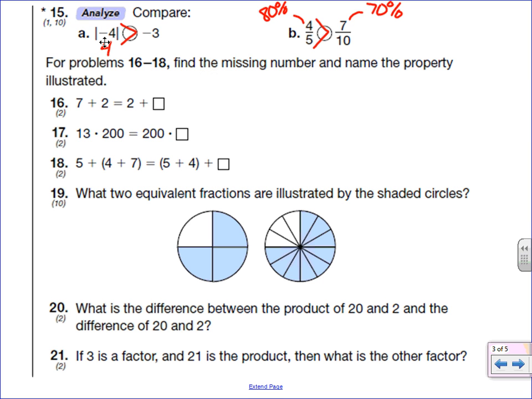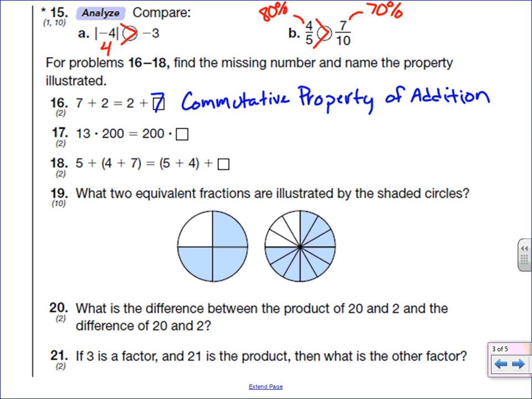Find the missing number and name the property illustrated. 7 plus 2 is the same thing as 2 plus 7. That is the commutative property of addition. Okay, then the next one is 13 times 200 is the same thing as 200 times 13, and that's another commutative property, this time of multiplication.